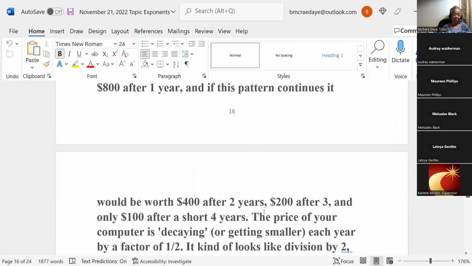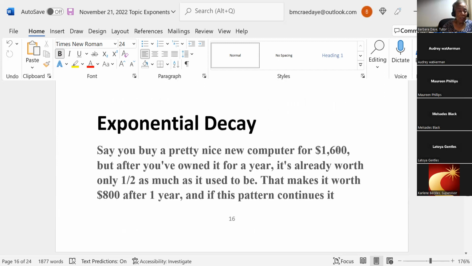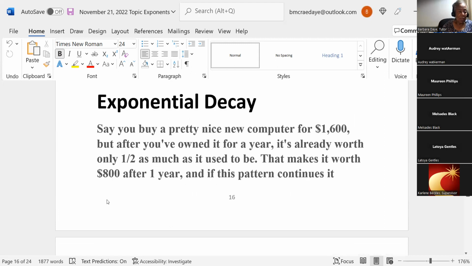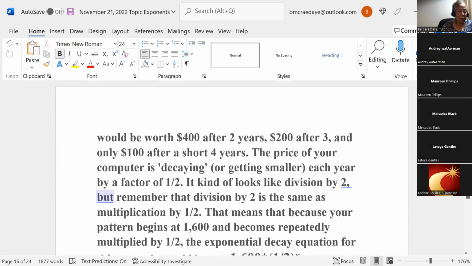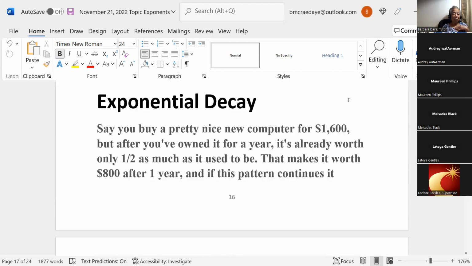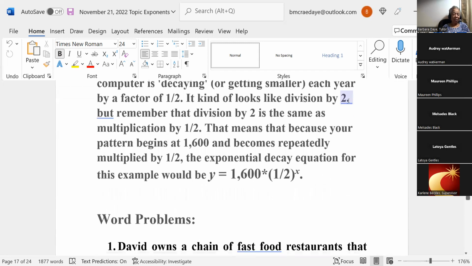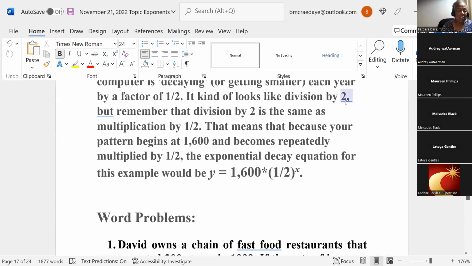Because it's getting smaller each year, and it's getting smaller by a factor of a half. In other words, just divide by half. 1,600 to 800. What's half of 800? 400. And then half of 400? 200. What's half of 200? 100. So after 4 years, that $1,600 computer is now worth $100. We call that exponential decay.